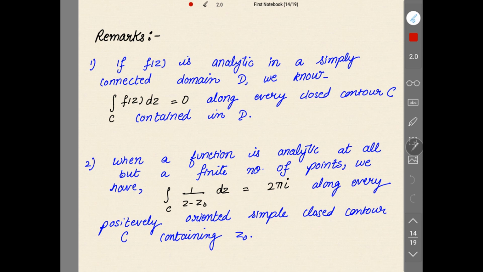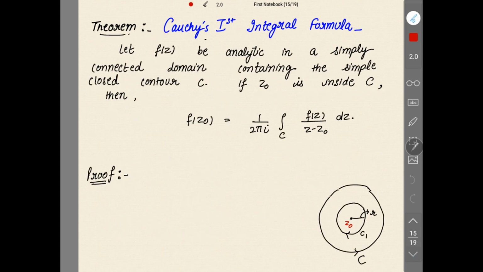So now what are we waiting for? Let's start with the proof of our theorem, that is Cauchy's first integral formula. The theorem states that let f(z) be analytic in a simply connected domain containing the simple closed contour C. If z0 is inside C, then f of z0 is equal to 1 over 2 pi iota integral over C f(z) over (z minus z0) dz.